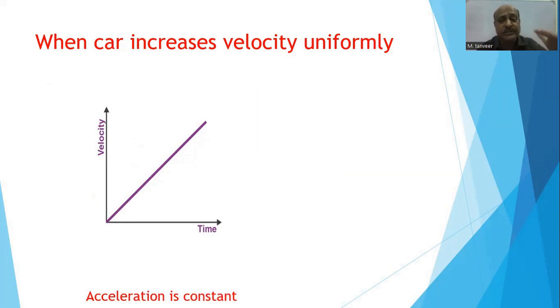You are continuously changing the speed of your car. So acceleration is produced. When is acceleration produced? When a body is increasing speed, when a body is decreasing speed, when a body changes its direction. So here it is continuously increasing speed. So acceleration will be constant.